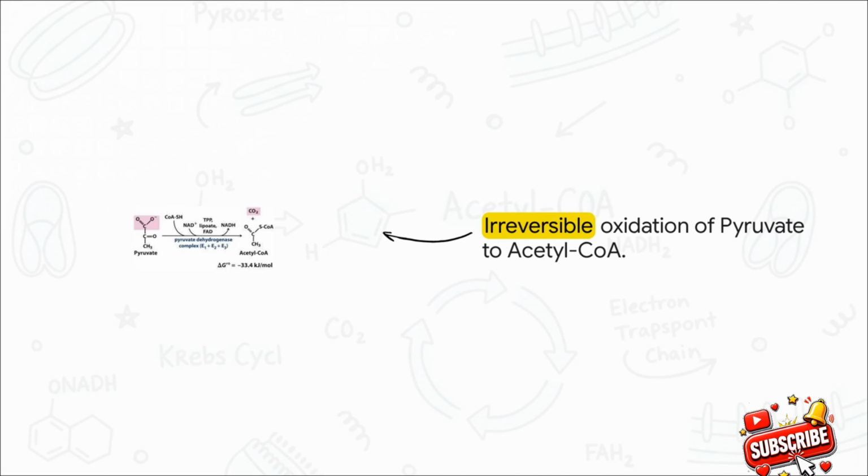If we take a close look at the exact inputs and outputs here, you'll see pyruvate enters, CoA and NAD+ come in, and then acetyl-CoA, NADH, and CO2 all come out. What's wild is that this reaction is highly exergonic. We're talking negative 33.4 kilojoules per mole, and it is completely irreversible. Meaning, once you turn pyruvate into acetyl-CoA, there is absolutely no going back to glucose.